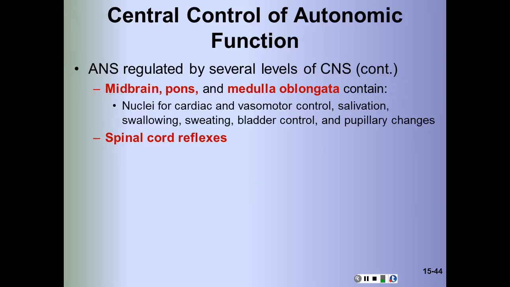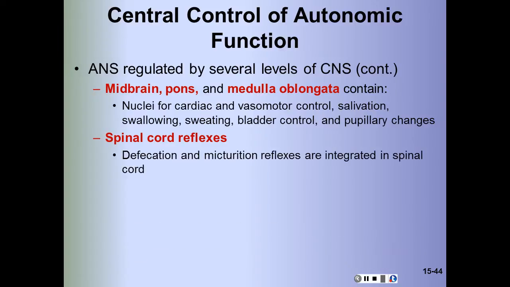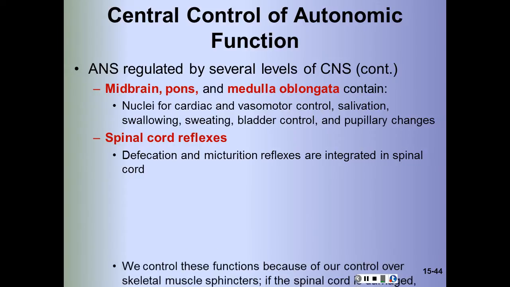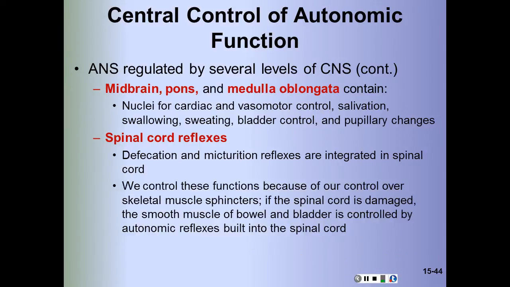So they're going to regulate swallowing, bladder control, salivation, also sweating. The autonomic reflexes such as defecation, micturition, erection, ejaculation are integrated in the spinal cord. The brain can inhibit defecation and urination consciously, but if the spinal cord is severed, spinal reflexes alone control these functions.